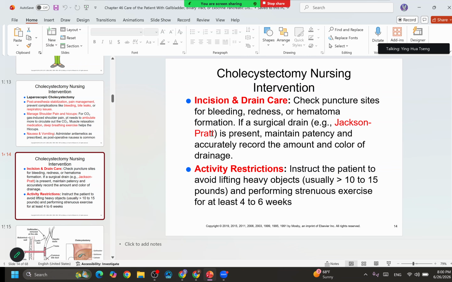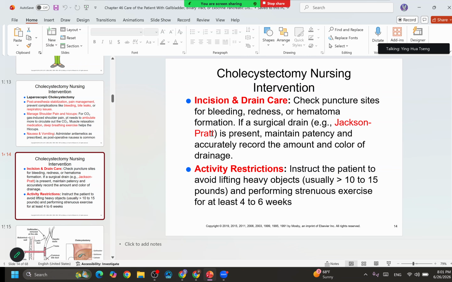It's kind of like a small suction bulb, which creates negative pressure. It sucks out blood and extra drainage from inside your body and out, so you can manage it with a Jackson Pratt. Again, this is after surgery. If you have a Jackson Pratt, and in the first 6 to 8 hours there is over 100 cc of output and it's blood output.